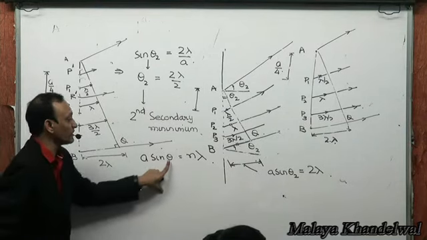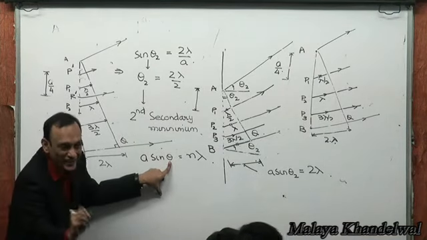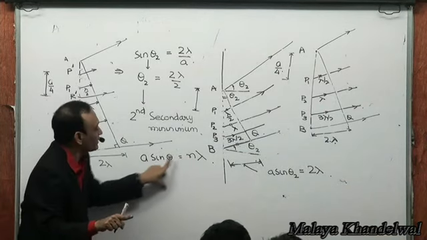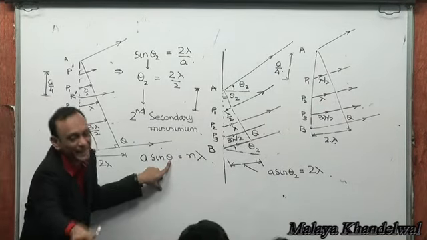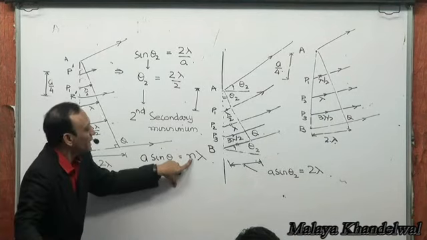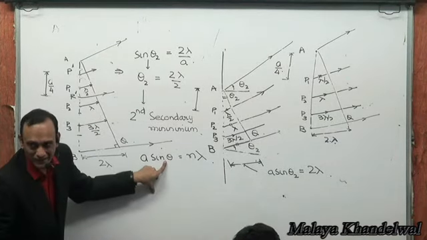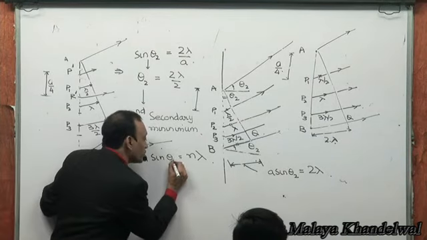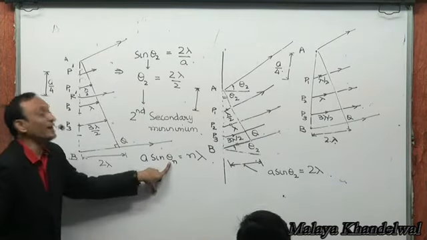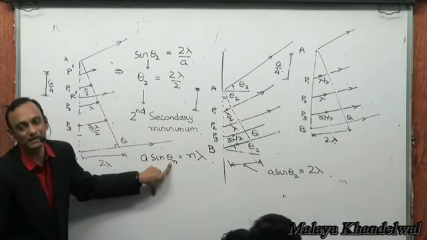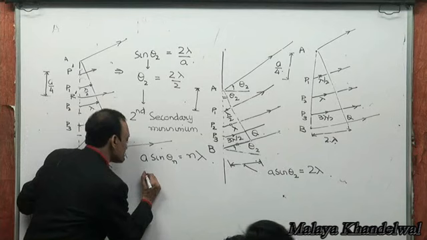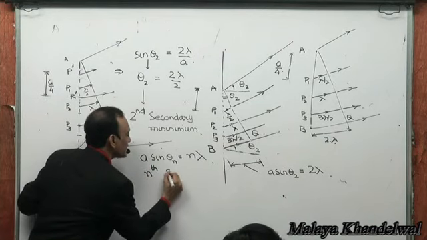N equal to 1 will give me theta equal to theta 1, first secondary minimum. N equal to 2 will give me theta equal to theta 2, second secondary minimum. N equal to 3 will give me theta equal to theta 3, third secondary minimum. And for theta equal to theta n, this will give me the nth secondary minimum. Right? That means this is the nth secondary minimum.